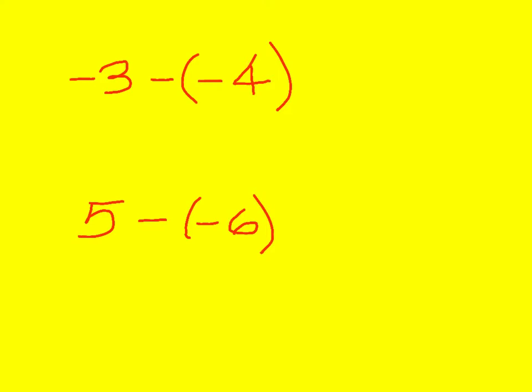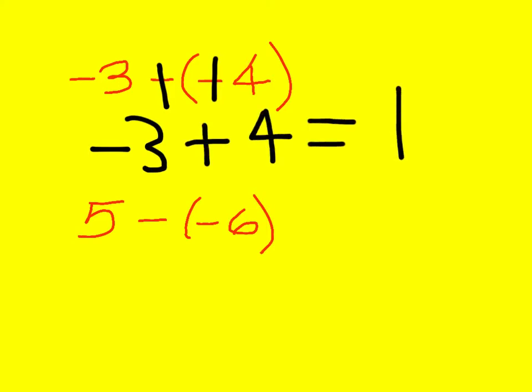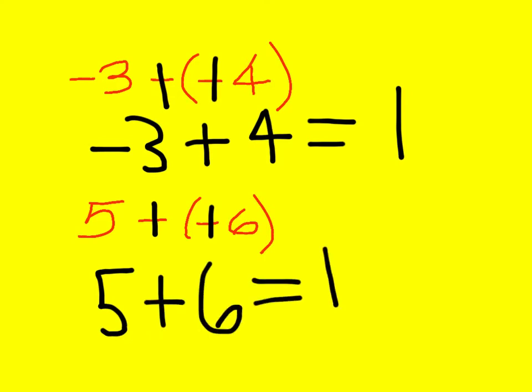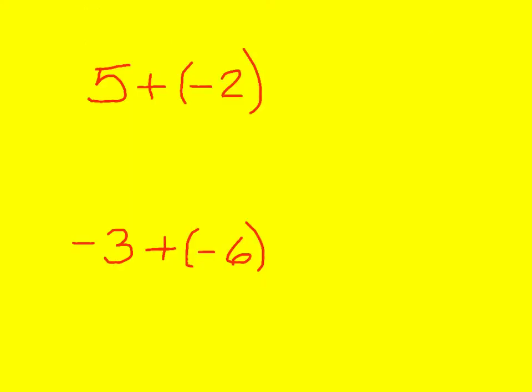A negative 3 minus a negative 4. When we're subtracting a negative, we can change these signs to plus positive. So we have negative 3 plus 4, and that'll give us 1. And then a 5 minus a negative 6, we can change those signs to plus positive. So 5 plus 6 is going to give us 11. Example problem number 4.